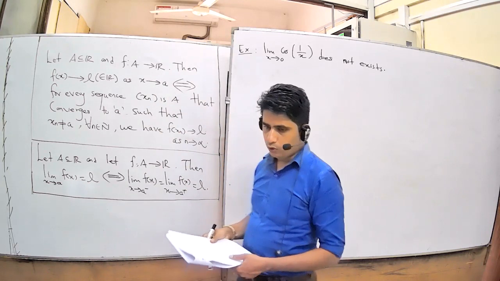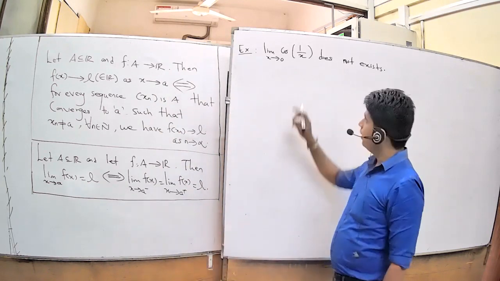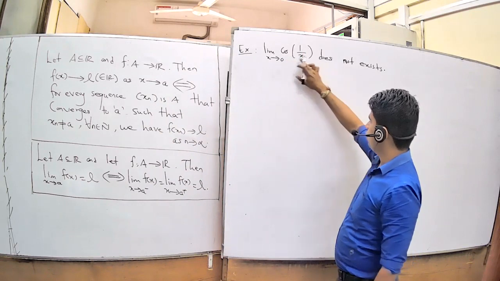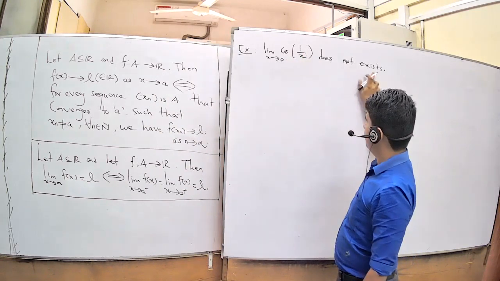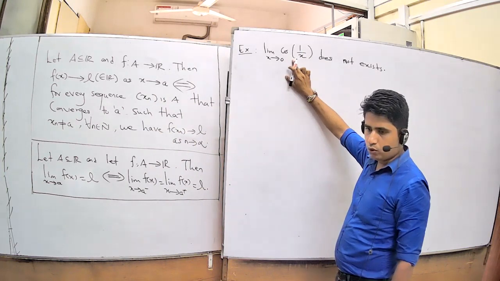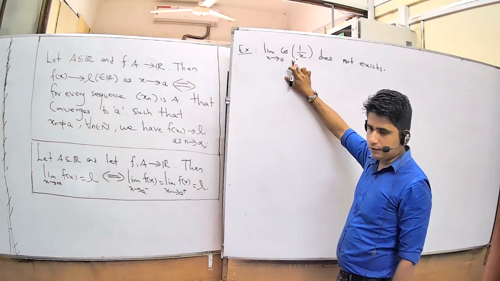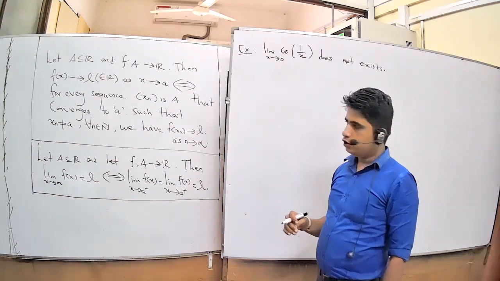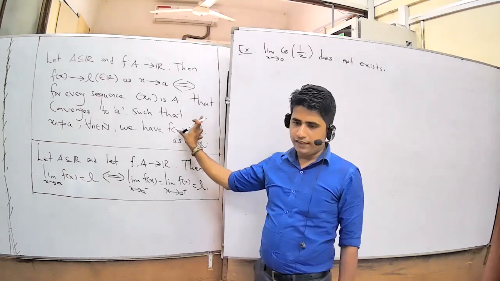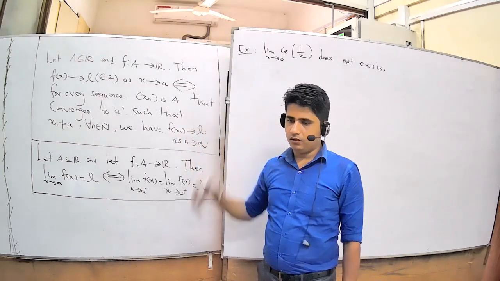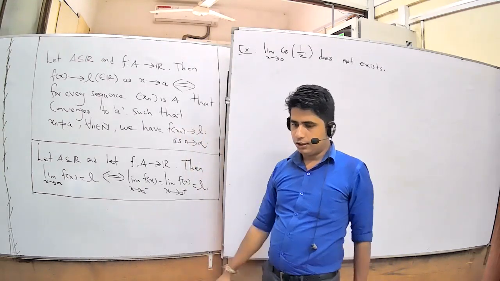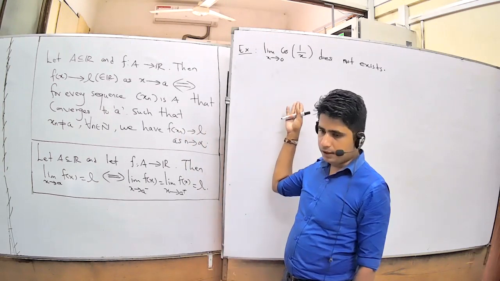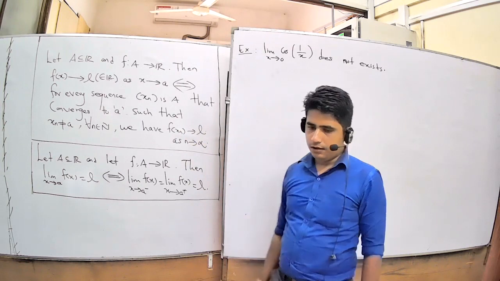First problem: you want to show that the limit of x tends to 0 of cos 1 over x does not exist. Therefore, we assume that the limit exists. Then using this theorem, you can easily verify that this limit does not exist, because we arrive at a contradiction.